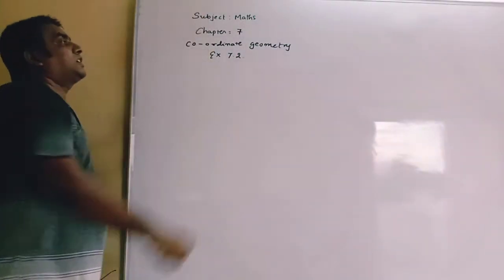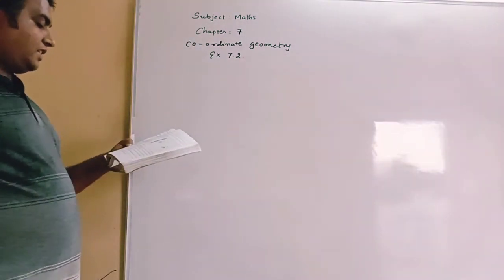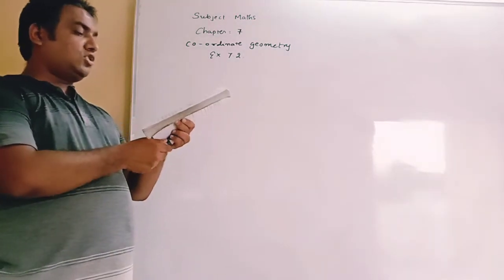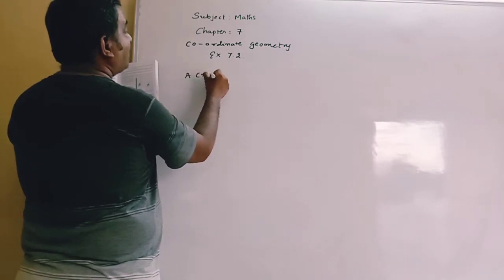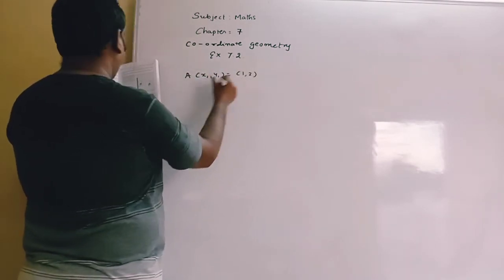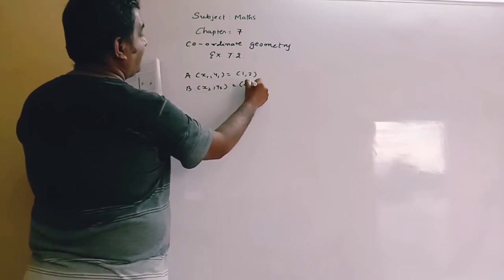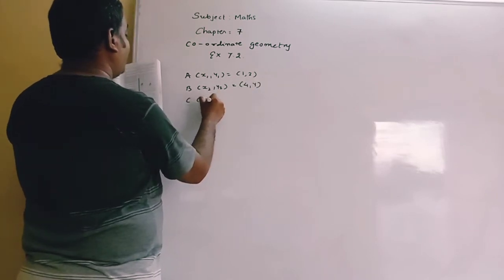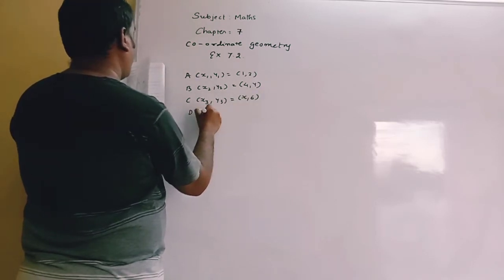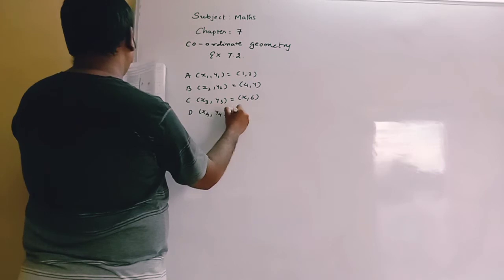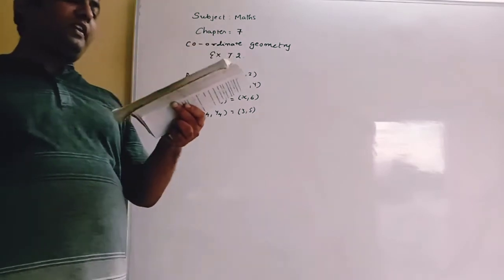Hello friends, in subject math, chapter 7 coordinate geometry, exercise 7.2, we'll study questions 6 to 10. Question 6 is given: A(x1, y1) is (1, 2), B(x2, y2) is (4, y), C(x3, y3) is (x, 6) and D(x4, y4) is (3, 5), are the vertices of a parallelogram taken in order?